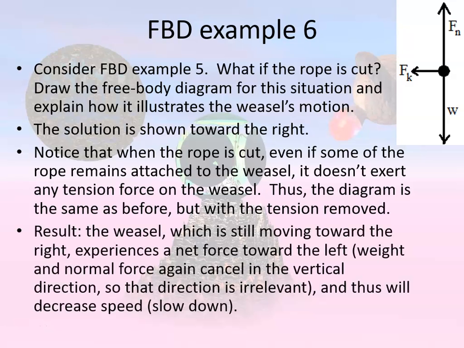So, if the rope's cut, tension is gone, but all the other forces are still present. Friction is present because it's moving across a surface. So, there will be that kinetic friction force until it comes to a stop.